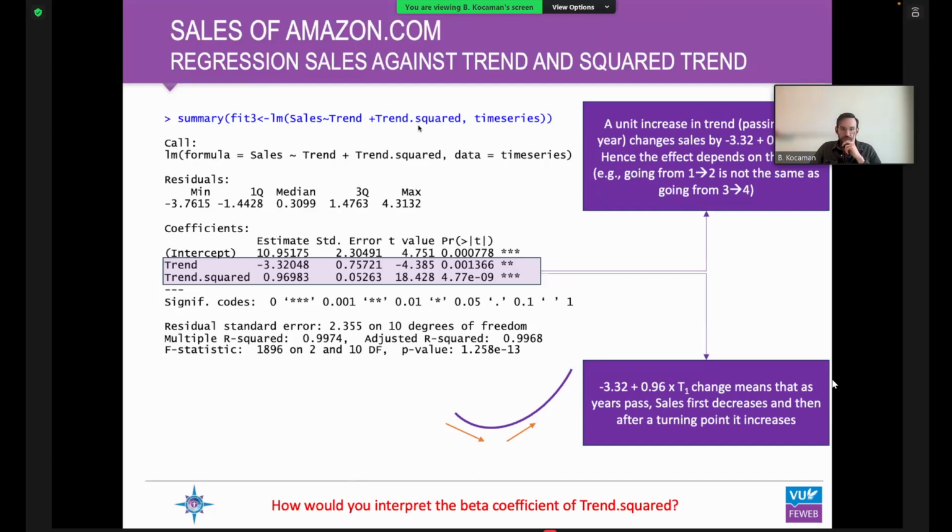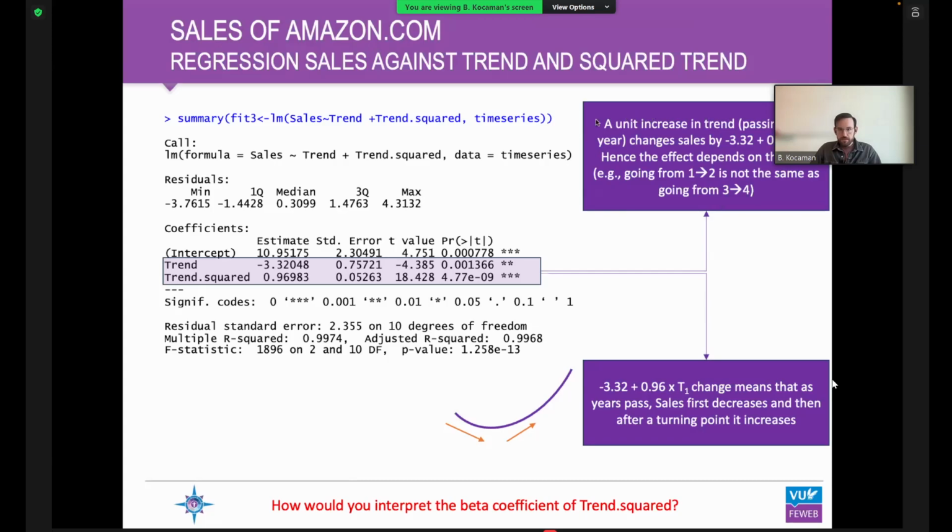So we add trend and trend squared, and we use again the same data. We get the summary output here. Then we have this coefficient estimate for trend and coefficient estimate for trend squared.